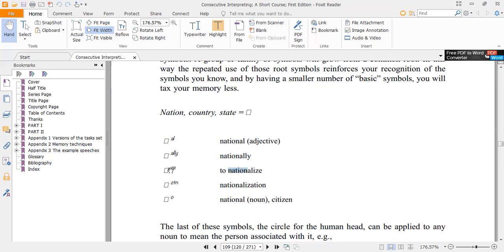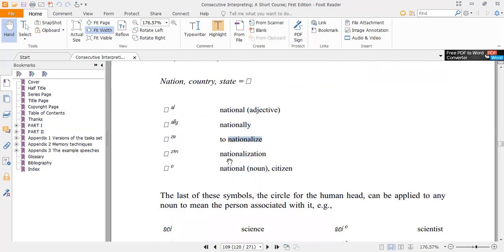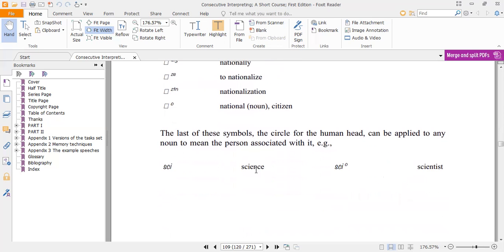Type to nationalize. National, as you see, the square refers to national, and the Z alone refers to the verb. Okay, nationalization. Look, nation, the square is a symbol of nation, then T and above or an alone refers to the abbreviation. Okay, now if we have national as a noun, we can draw O to refer that this is a national. Look, okay.